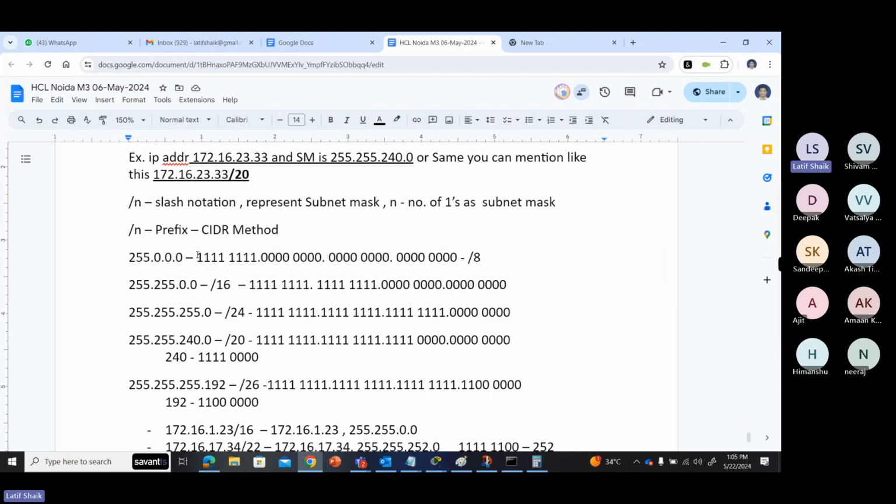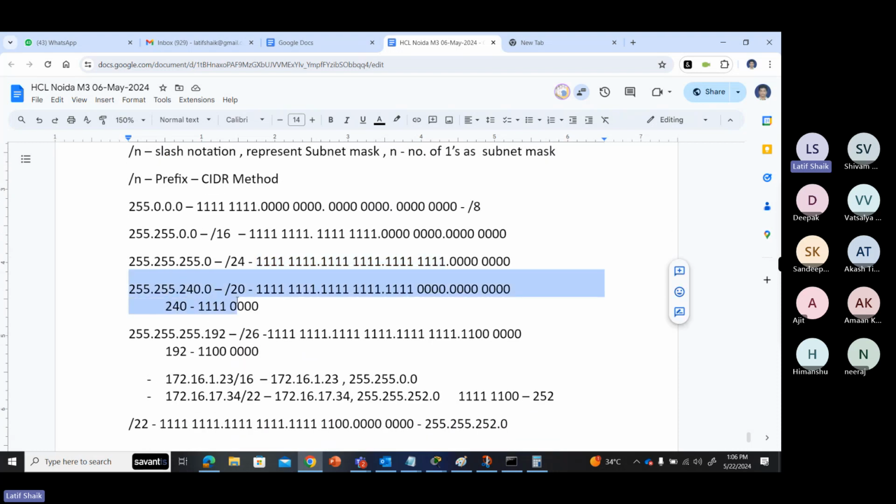If you write this subnet mask in binary, calculate how many ones are there. 8 ones is slash 8. This is slash 16 because the number of ones is 16. Slash 24 means 24 ones are there. But this one has only 20 ones. This is a different subnet mask. It is 255.255.240. So how many ones are there? 16 plus 4, 20.